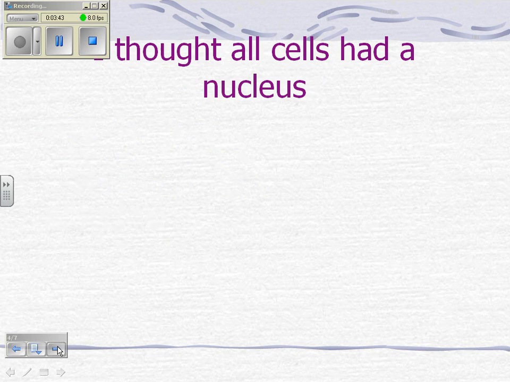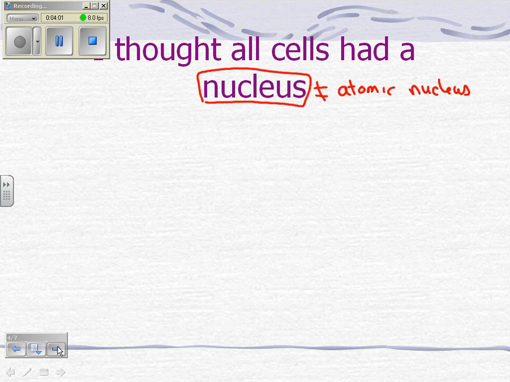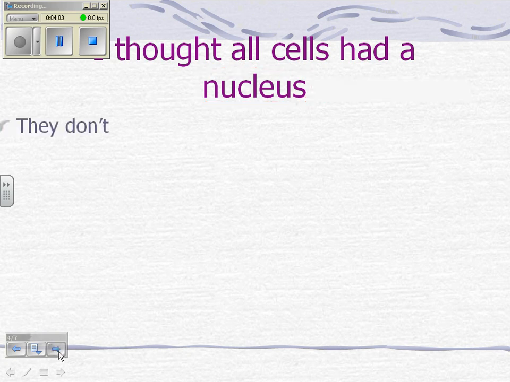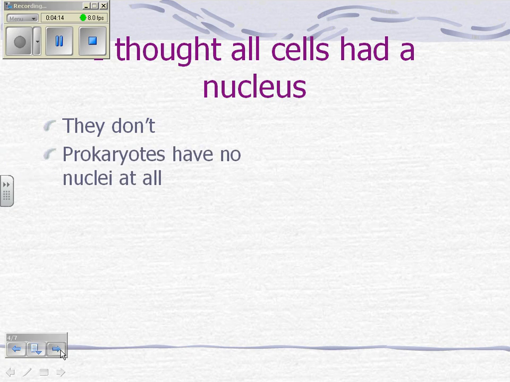I thought all cells had a nucleus. Now, this is where kids get confused. This is not equal to an atomic nucleus. The nucleus of an atom has protons and neutrons. The nucleus of a cell is extraordinarily a lot bigger. But all cells don't have a nucleus. Remember, we talked about this when we watched our video of prokaryotes. Prokaryotes, bacteria, don't have a nucleus.